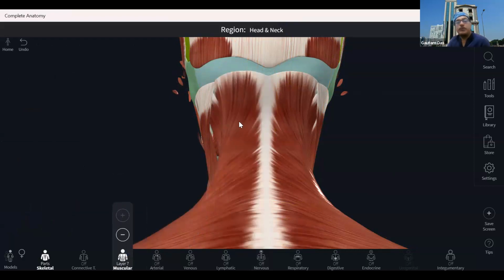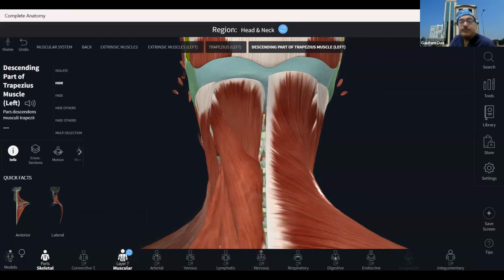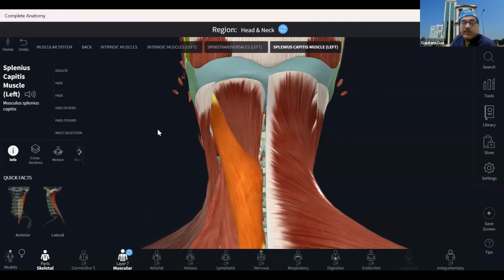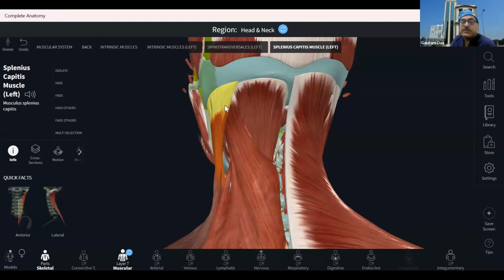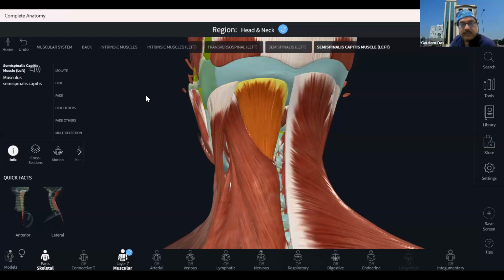So the most superficial muscle was what? Trapezius. If I'm removing the trapezius, close to the midline, the very bulky big muscle is what? Semispinalis capitis. If I'm going laterally, this muscle is your splenius capitis. Still going laterally, this muscle is your sternocleidomastoid. Now, if I'm removing this muscle, then what will we get? We'll be getting these muscles.